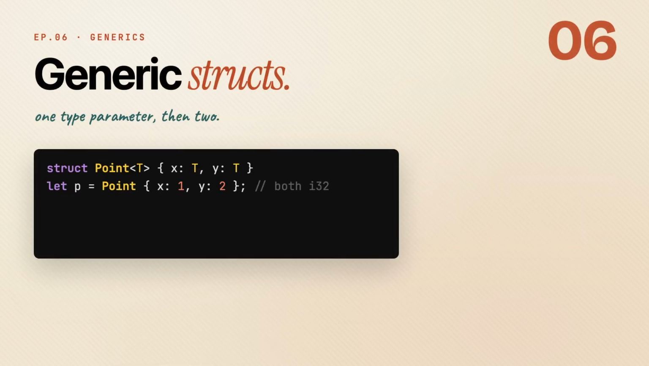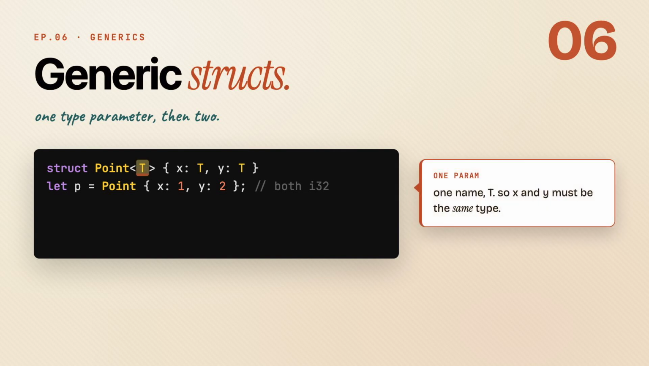Generics aren't just for functions. Over here we have a struct, Point, with one type parameter, T. Both fields x and y use the same type T. So a Point holds two values of one type, and here, two integers.